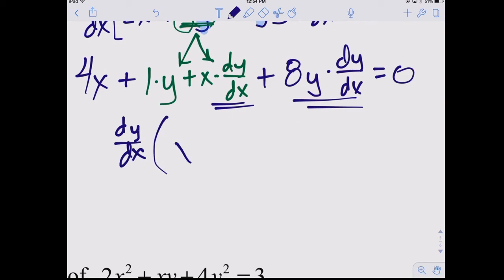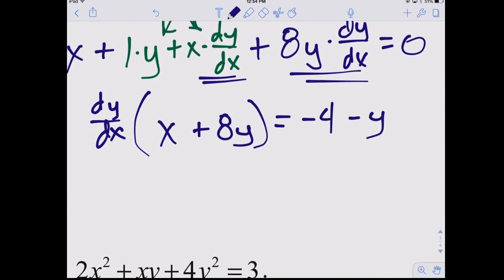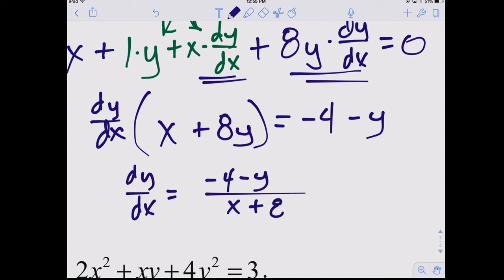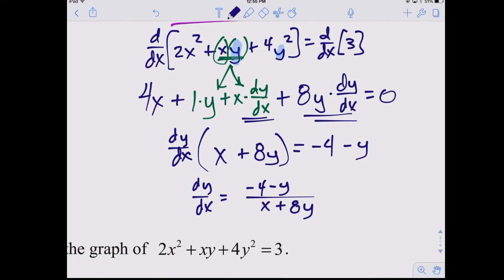And we're left with an x plus 8y. And then the other 2 terms, negative 4x minus y, go to the other side. So now the hard part's over. The algebra is kind of easy from this point. You just divide. And again, you could factor that negative out front, but I wouldn't recommend it. Did I leave out an x? Okay. Hang on. Oh, I sure did.